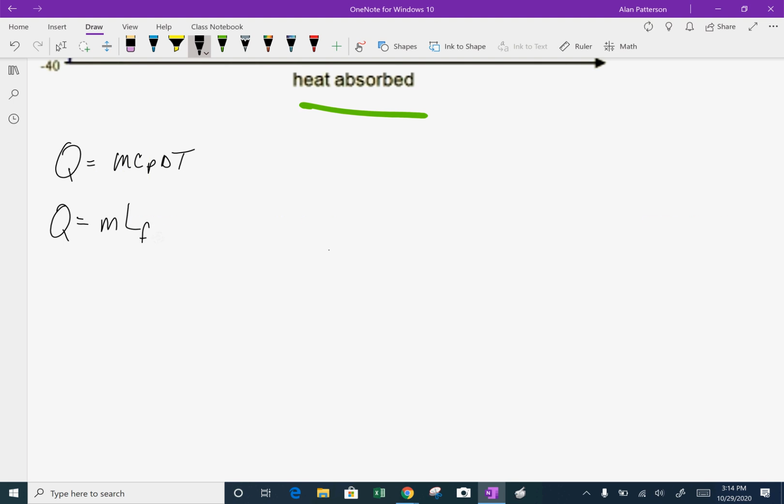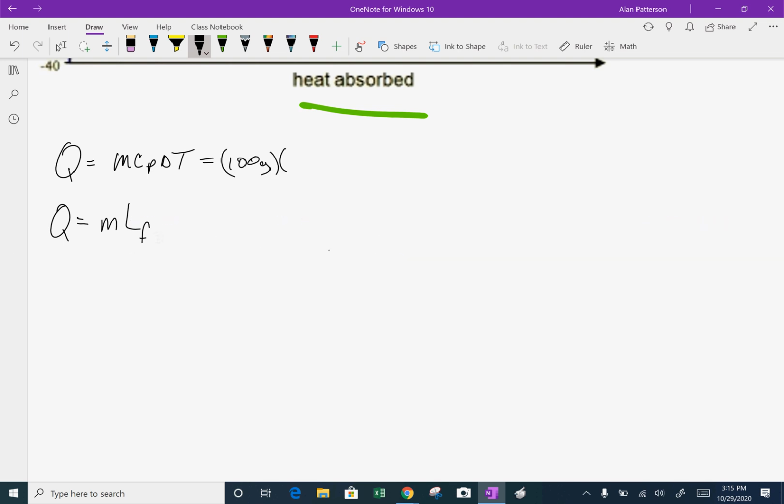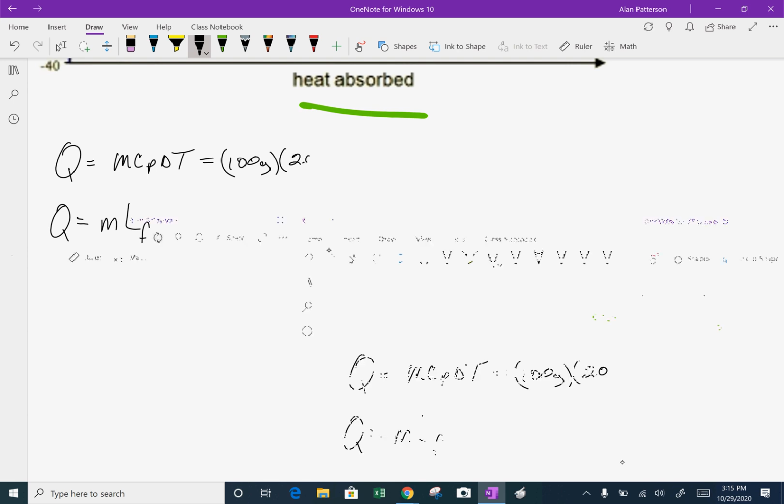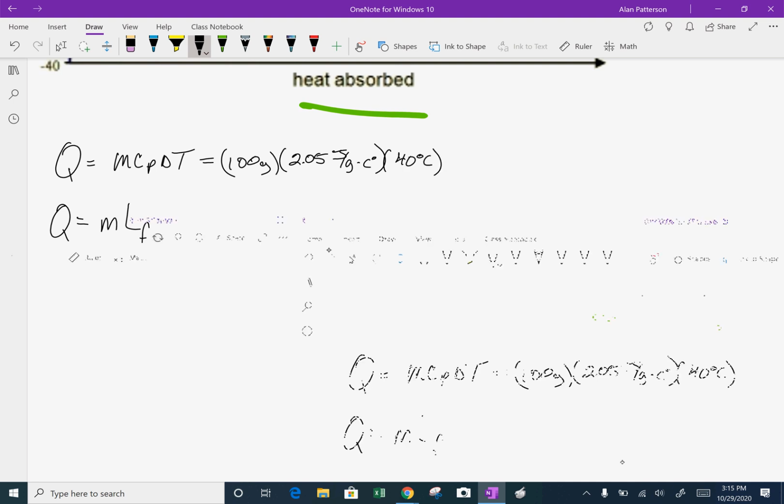All right, so I'm going to demonstrate the first two segments of the graph, how to calculate those energy requirements, and then we'll jump through the rest really quickly. All right, so the amount of energy needed to raise the temperature from negative 40 degrees to 0 degrees. So it's going to be 100 grams of water, or ice in this case. Our specific heat for ice, and you can look this up in your textbook, or it'll be given to you in a problem, is 2.05 joules per gram degree Celsius. Now our change in temperature, we're going negative 40 to 0. That's a change of positive 40 degrees Celsius.